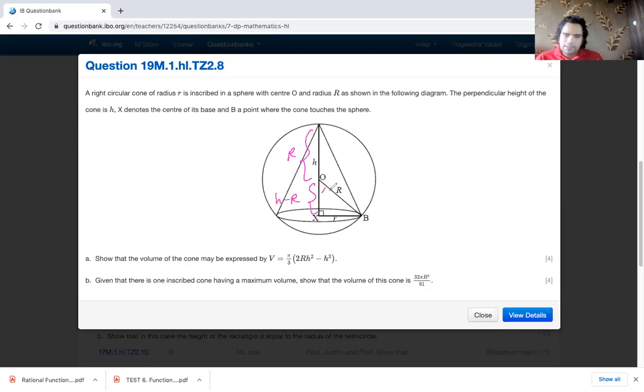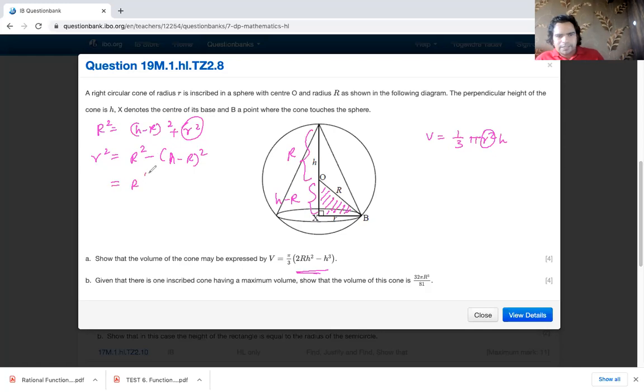Now if you apply Pythagoras in this standing triangle, this will be R square equals (h minus R) the whole square plus small r square. Since the volume of the cone is given by 1/3 pi r square h, we don't want R square, we want small r square. So if I make small r square the subject of the formula, it will be R square minus (h minus R) the whole square.